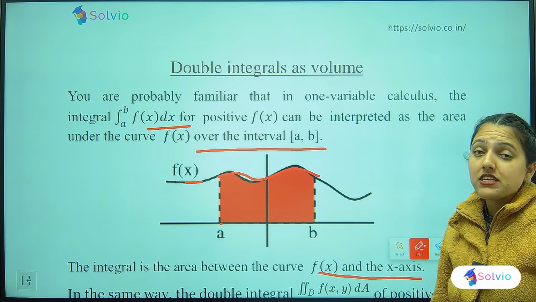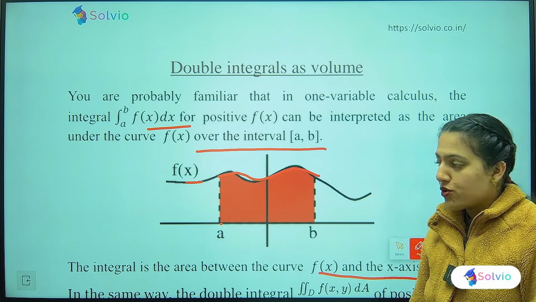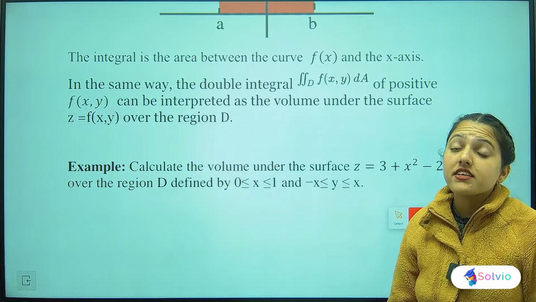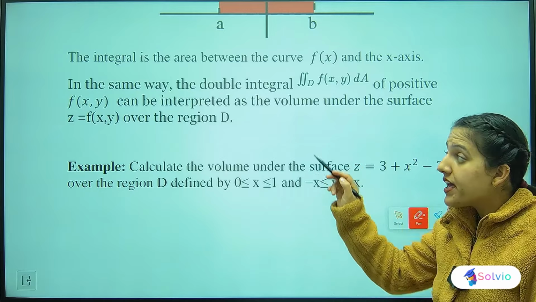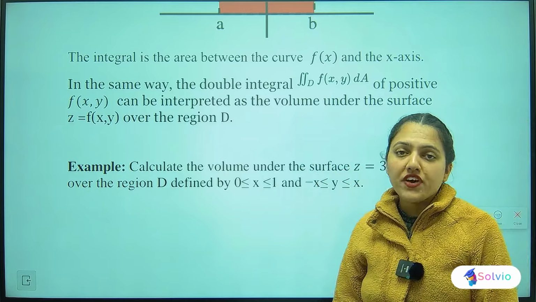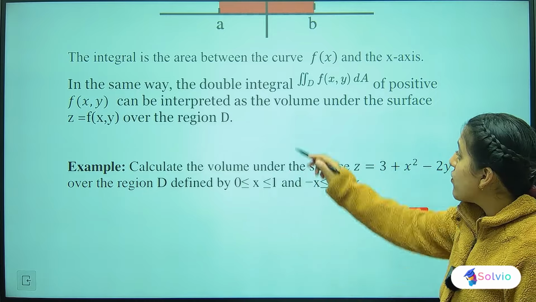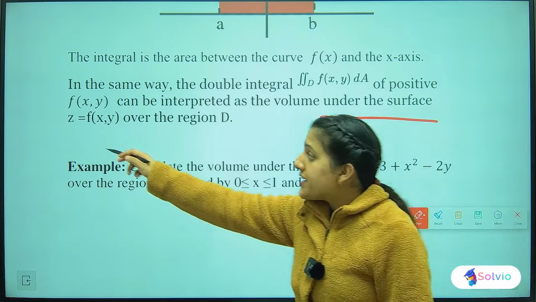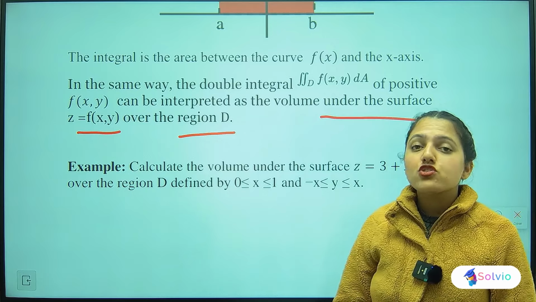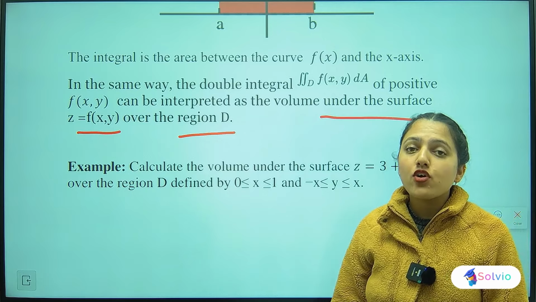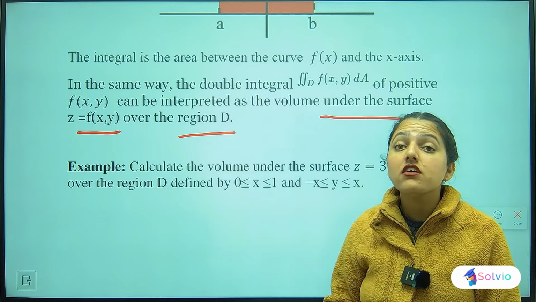Now we will see how we will use a double integral in order to find the volume. Students, in the case of a double integral of a positive function f(x, y), you can see that we are using two variables x and y. This can be interpreted as the volume under the surface z = f(x, y) and over the region D. We will discuss one example to clarify how to use double integrals to find the volume.